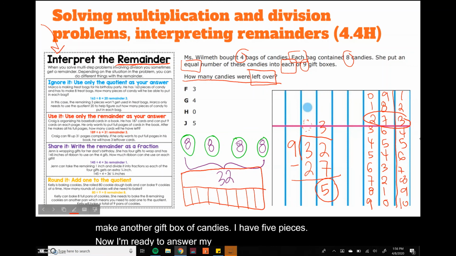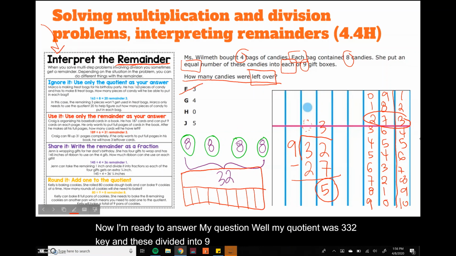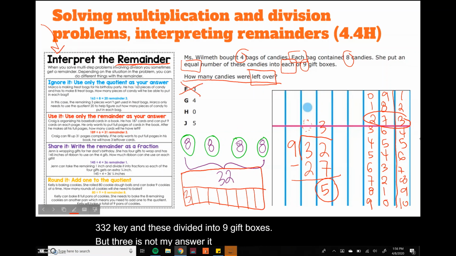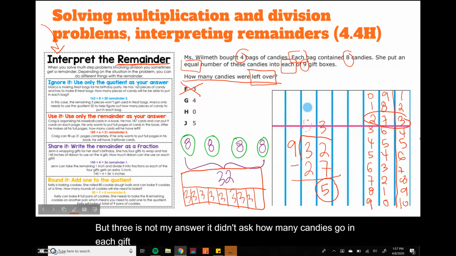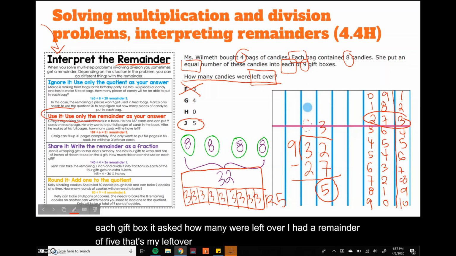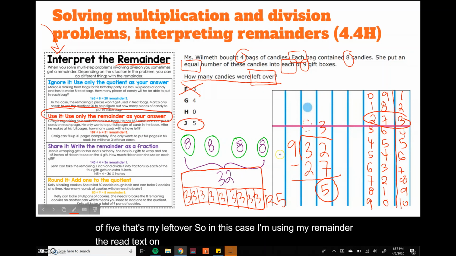Well, my quotient was 3. 32 candies divided into 9 gift boxes. But 3 is not my answer. It didn't ask how many candies go in each gift box. It asked how many were left over. I had a remainder of 5. That's my leftover. So in this case, I'm using my remainder, the red text on our anchor chart there.